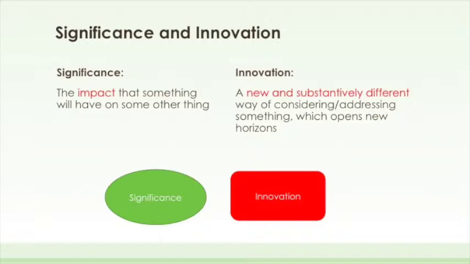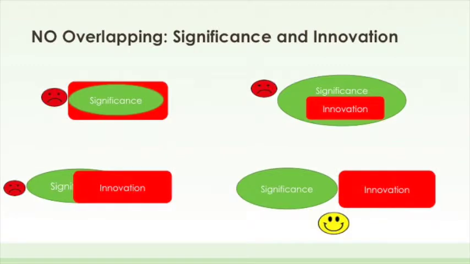So I use different symbols to represent the significance and innovation. No overlapping when you talk about significance and innovation. It's not working in these 3 ways. You cannot have one include the other, or have them overlap too much. You have to keep them separate because each of them will count for 20% of your score. You add up, it's 40%, almost half. This is working.